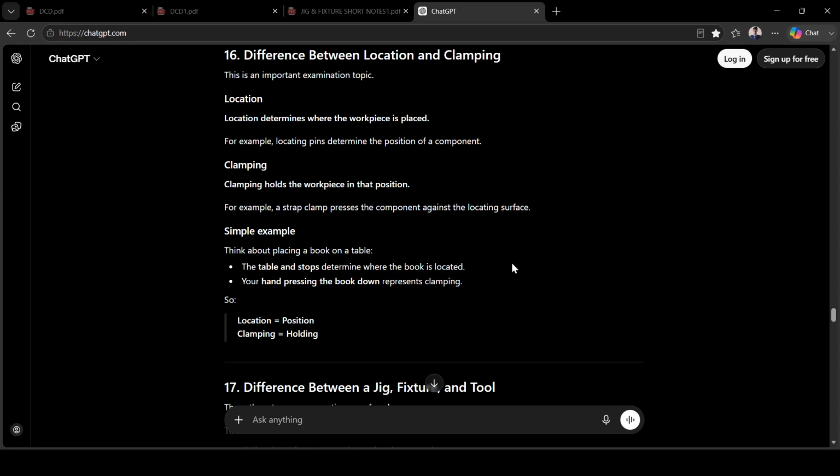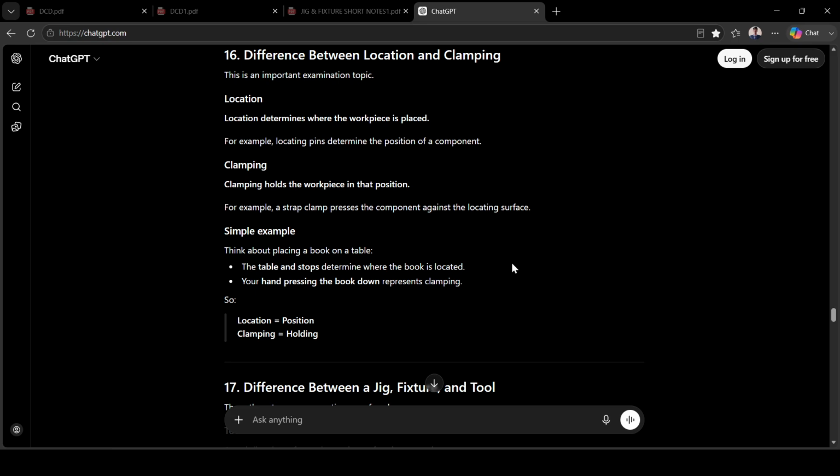Difference between location and clamping. This is one of the most important examination topics. Location determines where the workpiece is placed. For example, locating pins determine the position of a component.